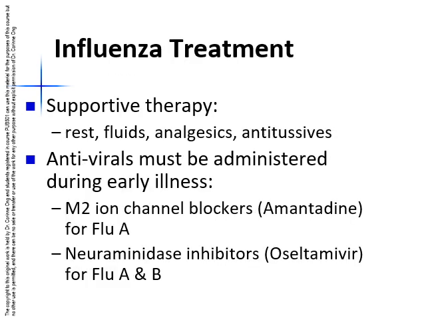Although antivirals to treat influenza are available, they need to be used early in the illness to be effective. These include ion channel blockers, such as amantadine for flu A, and neuraminidase inhibitors, such as oseltamivir for both flu A and B. For most milder cases of flu, supportive therapy is usually sufficient, with rest, fluids, analgesics, and over-the-counter cough-suppressing medication.